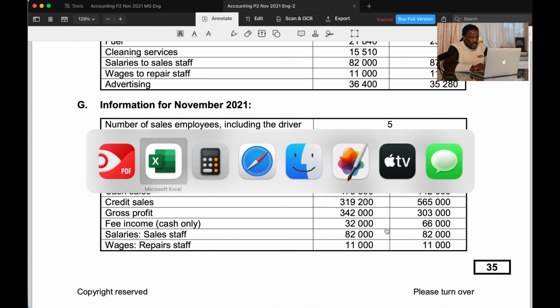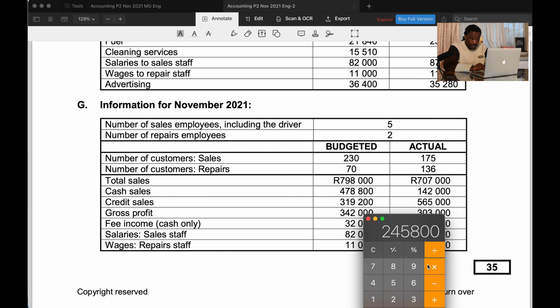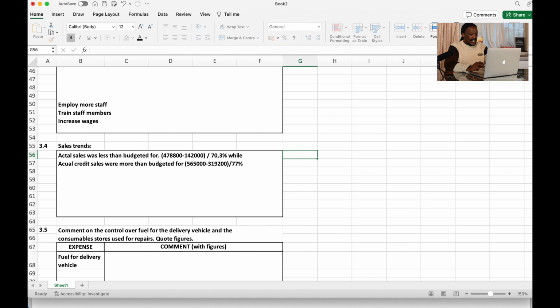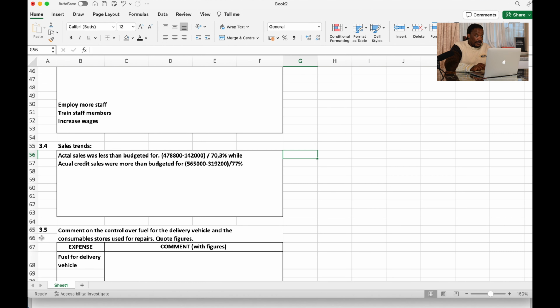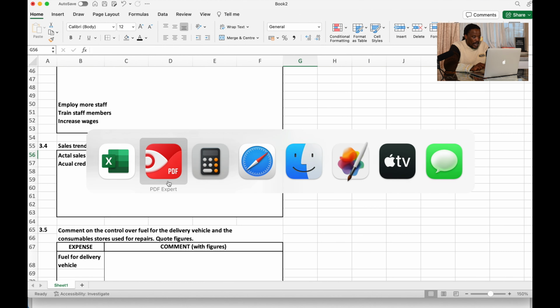Is it 319,200? We're dealing with budget. Divide by 319,200, and then you show them that percentage of 77%, which is 77%. And that's it. If you want to go the extra mile, you can show it divided by total sales. But we don't have to go the extra mile. You get your free marks for 3.4.